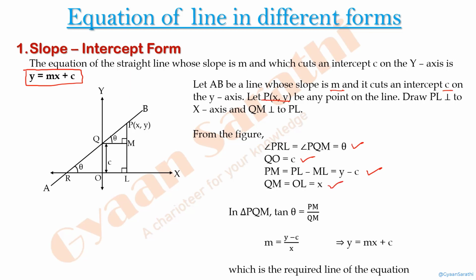In the triangle PQM, I can write tan theta as PM by QM. In place of PM, I can write y minus c, and in place of QM, I can write x. And in place of tan theta, I can write m. So we get m is equal to (y minus c) by x, and hence we get y is equal to mx plus c, which is the required equation of the line.